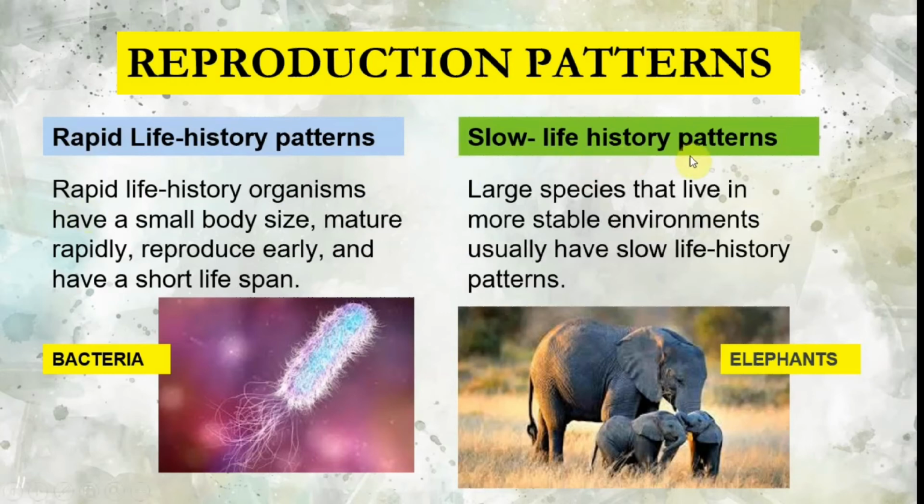Now, slow life history patterns are large species that live in more stable environments, usually with slow life history patterns, like elephants, birds, whales, humans, and plants, such as trees, which are long-lived.